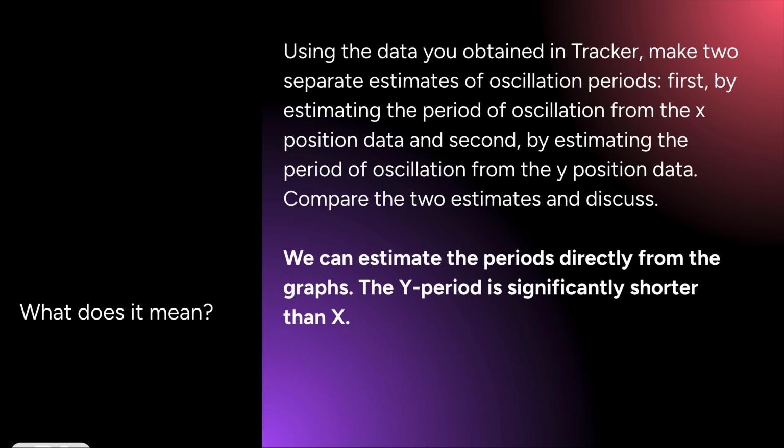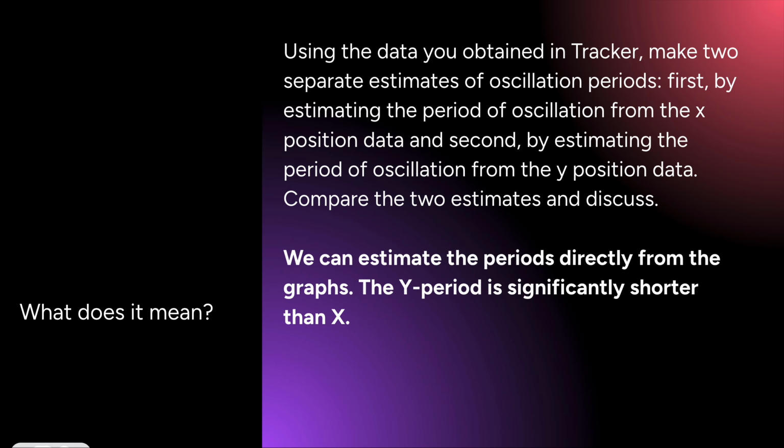For the second "what does it mean" question, it asks, using the data you obtained in Tracker, make two separate estimates of the oscillation periods. First, by estimating the period of oscillation from the x position data, and second, by estimating the period of oscillation from the y position data. Compare the two estimates and discuss.